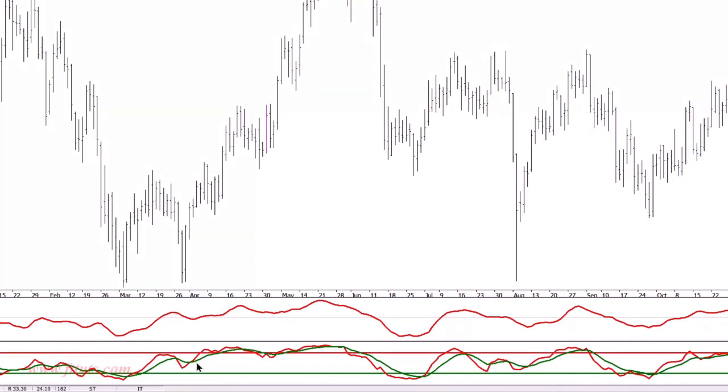So the green line is the smooth line. It's similar to the red line in the rate of change. And the red line here in the stochastic is the raw data. So we can see how they cross over. And you'll learn how to use these crossovers at a later time. It's just very similar to moving average crossovers. That's essentially what we have here, as if we had moving averages on the chart.